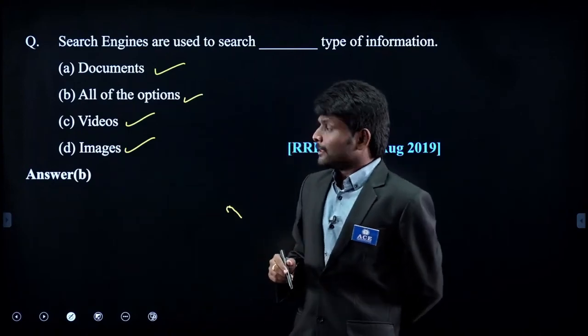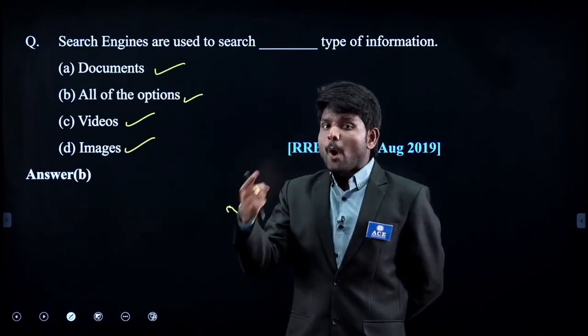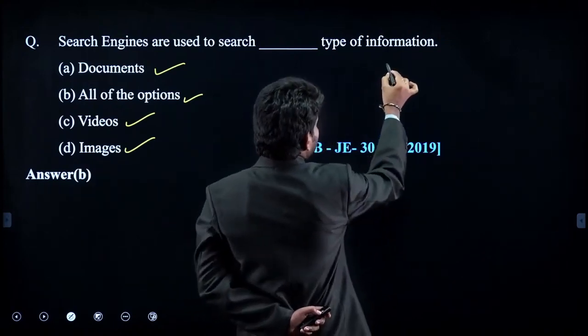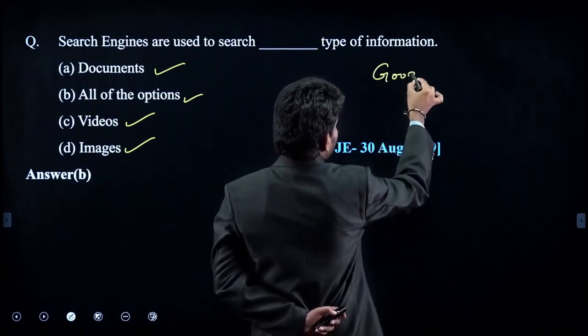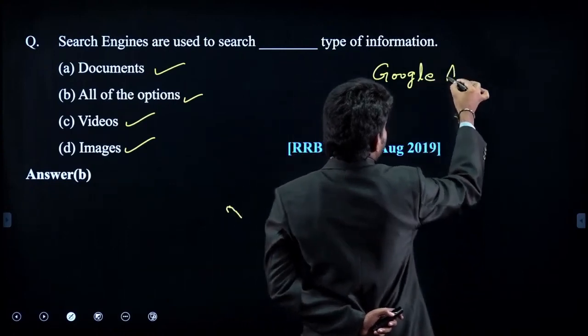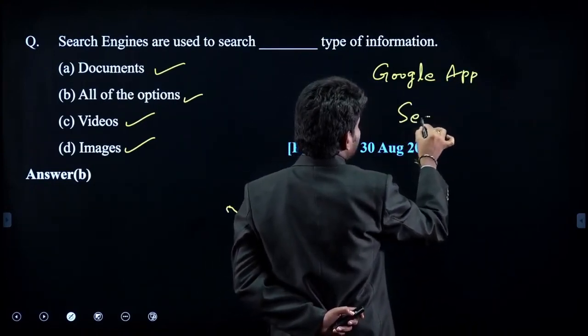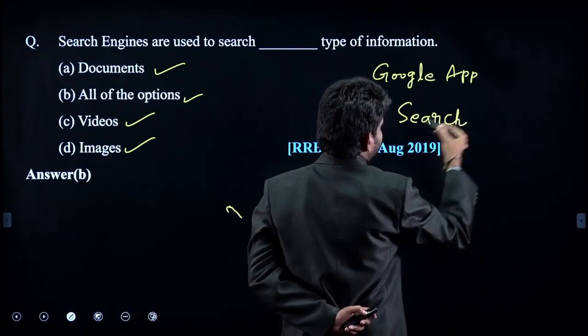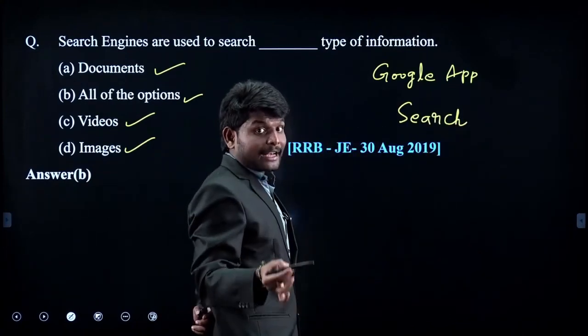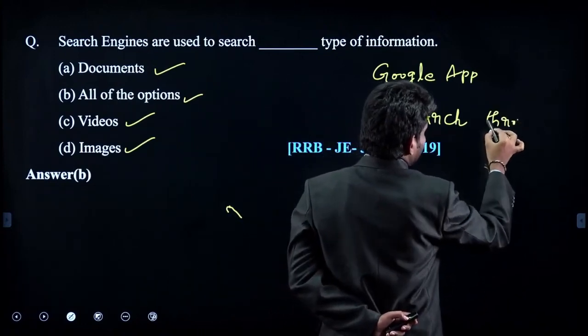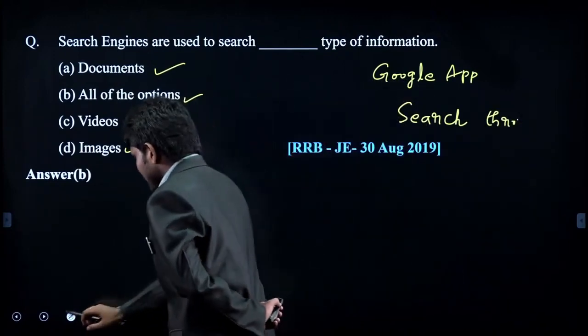Fine. Now, if they want to go in depth, they may ask you a question like this. What is the Google application that helps you to search through images? I'm not saying that we are searching for images. We are giving the input as an image. Search through images, or search where images are inputs.